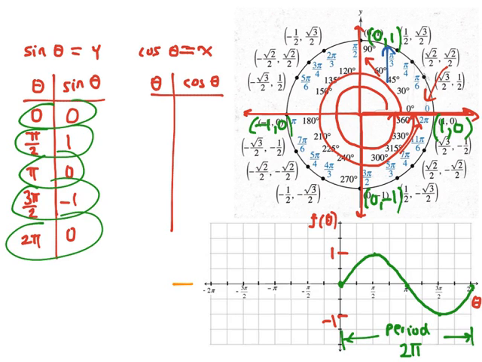We call this here the midline axis or the sinusoidal axis, and the distance from the midline axis to either a high point or a low point on the curve, we call that the amplitude. So the amplitude here would be 1.